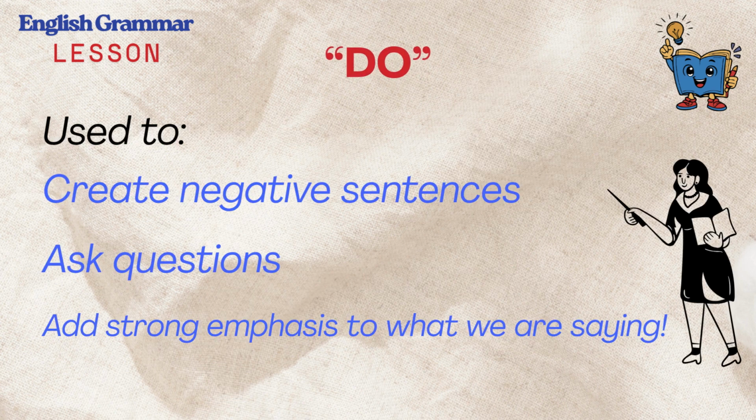Next up is do. Like the verb be, we use this to create negative sentences, ask questions, and here is a great native speaker trick to add strong emphasis to what we are saying.